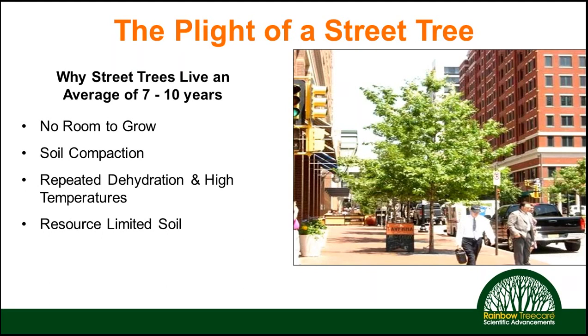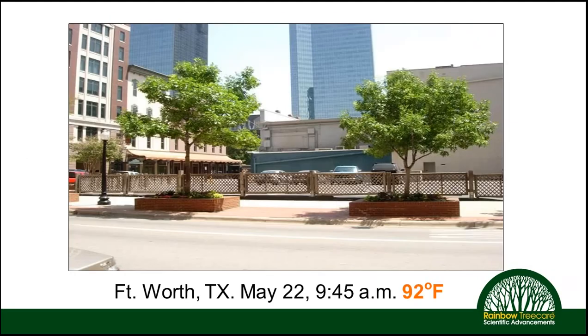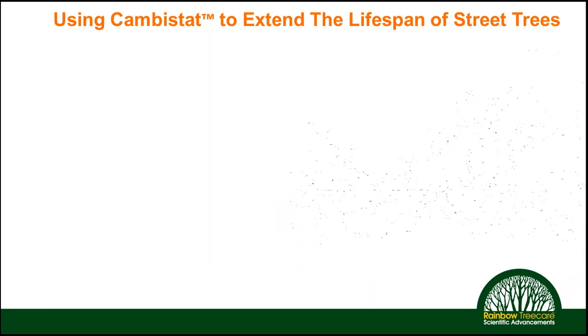So this is what we've got in the city: small planting pits, and usually the trees planted in these pits outgrow them in a very short period of time. And here's something a little bit better, a slightly raised pit, but look at it, it's 92 degrees at 10 o'clock in the morning in Fort Worth, Texas. And so you think those trees are losing moisture? Undoubtedly. This is the situation where you would want to use Cambistat.